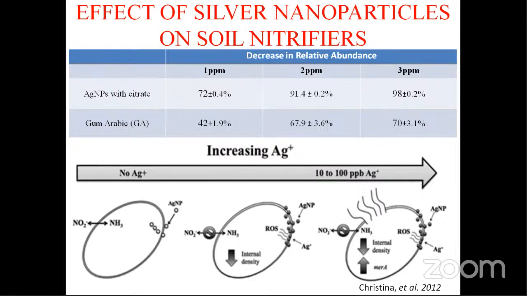Basically, it has been seen by Christina and the co-authors in 2012 that when we add silver nanoparticles to soil, there is a decrease in the relative abundance of microbes. Basically, soil nitrifiers decreased with the effect of silver nanoparticles. You can see that Ag+ acts as an ROS, reactive oxygen species. It destroys the membrane of the microbe and the microbe dies.